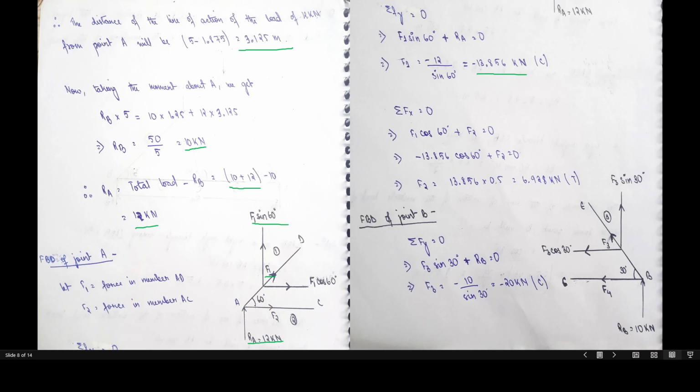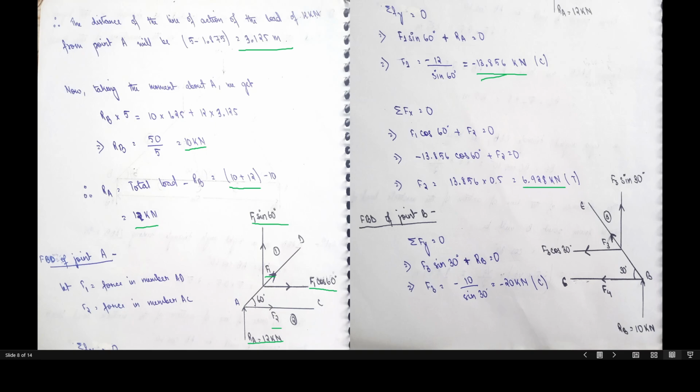Next we'll solve for horizontal forces. F1 cos 60 and F2 are the two horizontal forces, and both are in the same direction, so it will sum up. We already have the value of F1, that is 13.856. So by solving this, we get the value of F2 as 6.928 kilonewton. And since it's positive, we simply write it's in tension.